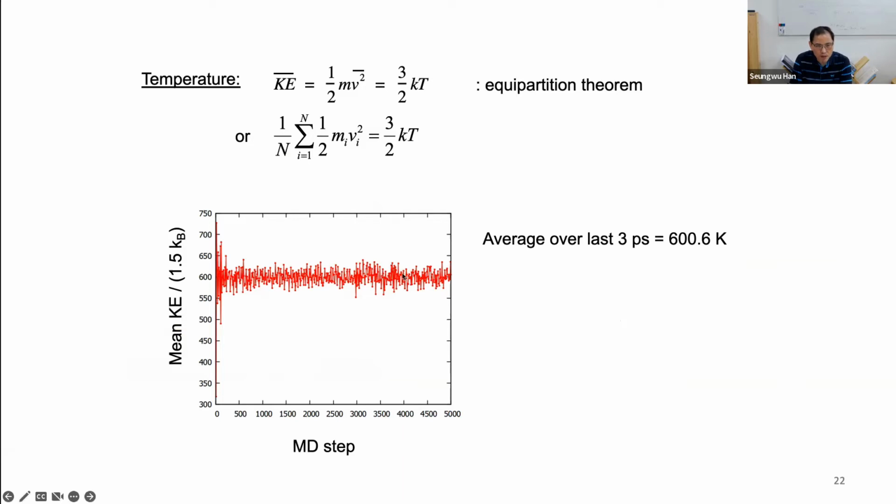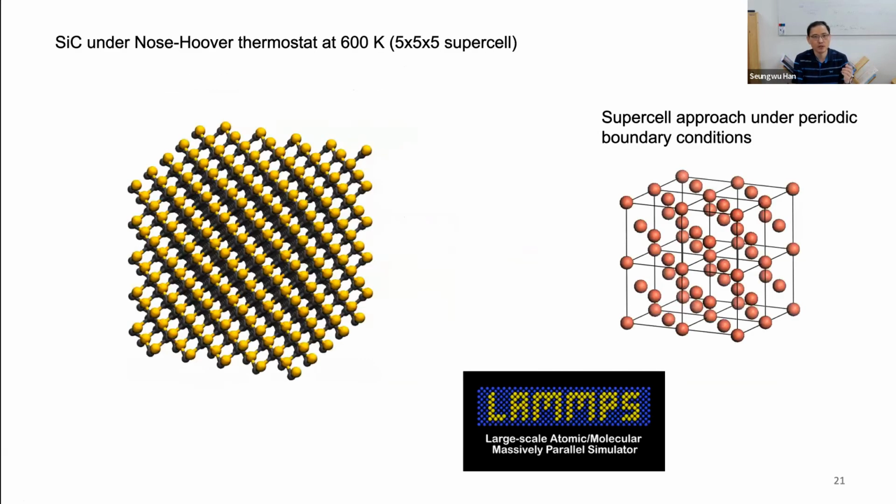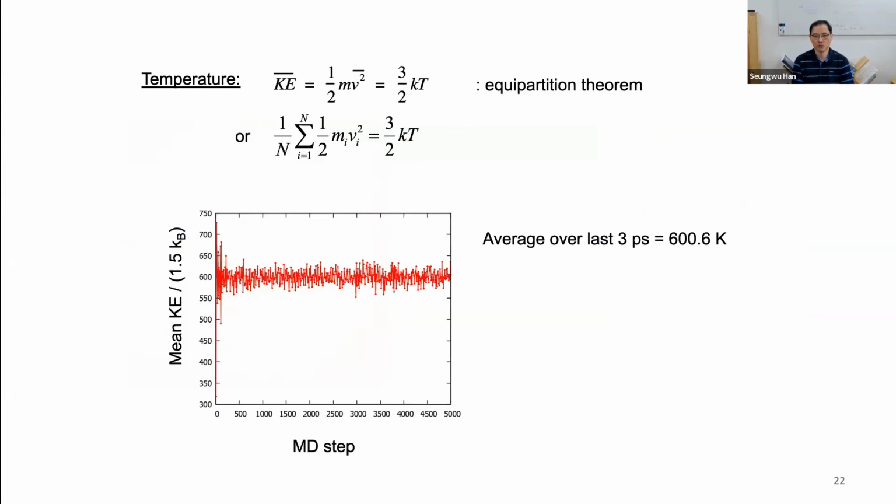There are some small fluctuations. This is because we are dealing with a finite system. As you increase the size of your simulation box from 5 by 5 up to 10 by 10 by 10, or even further, we get smaller and smaller fluctuation. Okay, so the fluctuation is a characteristic of the finite system.